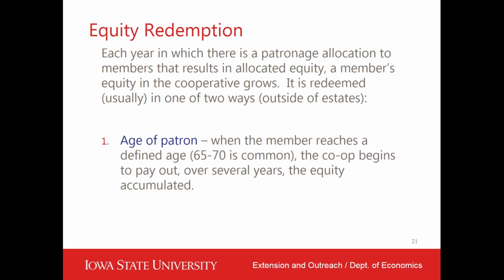The age of patron program says that the co-op will choose to start paying out that redeemed equity that's been built up over a number of years when the member reaches a defined age, whether it be 65, 70, or 75. And this is where that adage you hear members say, "I have to die to get my money out of the co-op," is coming from: these age of patron programs have equity redemptions that rely on the member reaching a certain age, and then a rather accelerated redemption schedule at that point. The co-op will begin to pay out the equity that's accumulated over 35 or 40 years.